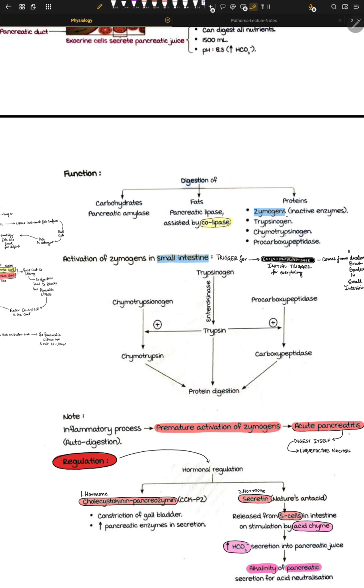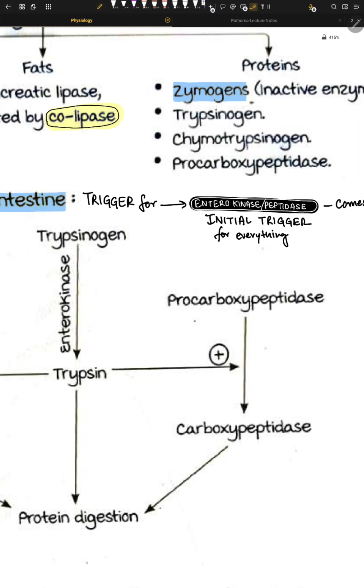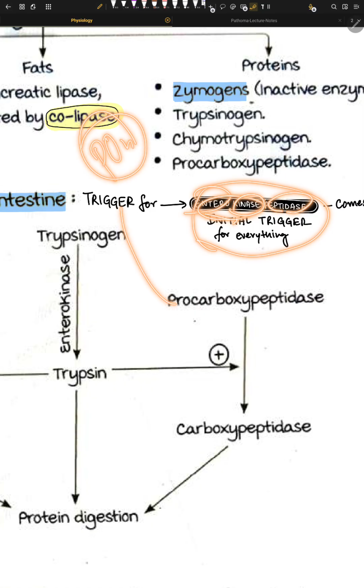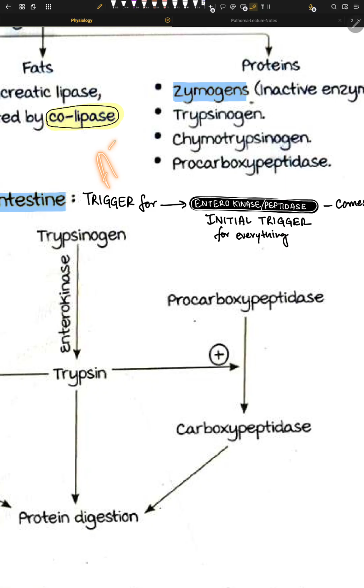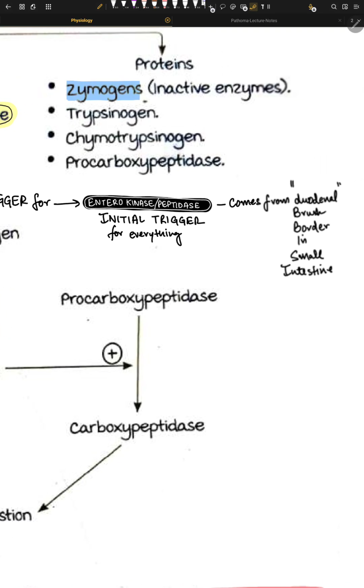The story of these zymogens. This zymogen called trypsinogen gets activated in the presence of enterokinase or enteropeptidase. The initial trigger for everything is this enteropeptidase or enterokinase. Kinase means it puts one PO4 on, which is how ATP usually travels. It's called phosphorylation. It just joins one PO4 onto the thing that is happening.